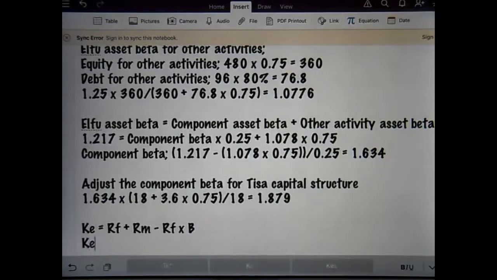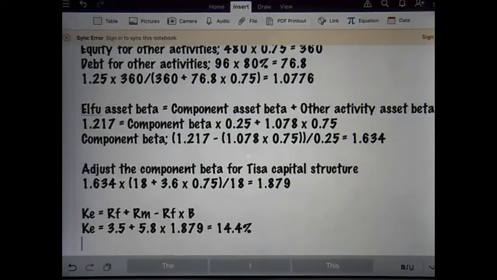So KE is going to be 3.5 plus RM minus RF, which was how much? 5.8 times 1.879 equals, you should get about 14.3982. Let's call that 14.4%.